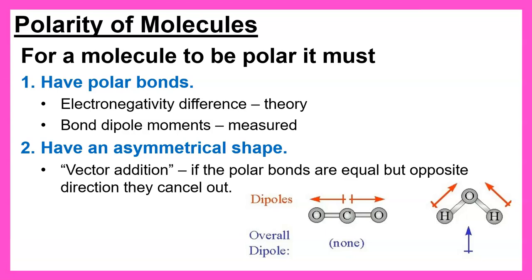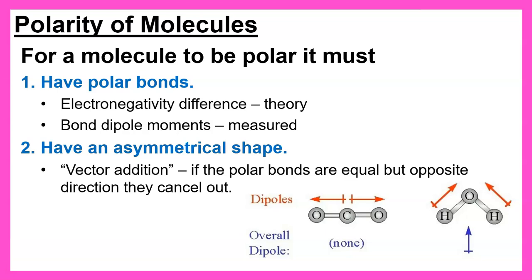Compare that to water, and you end up with the electron density being pulled upwards towards that oxygen, less electron density towards those hydrogens. Those little red arrows are adding together to give you an overall dipole for your molecule.